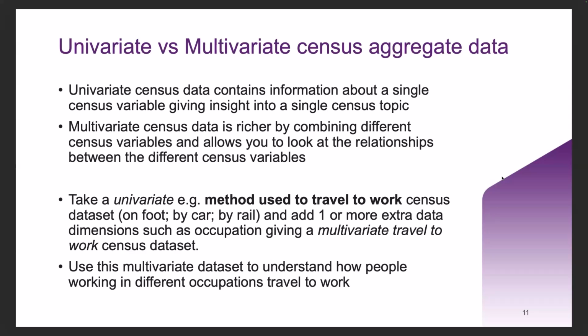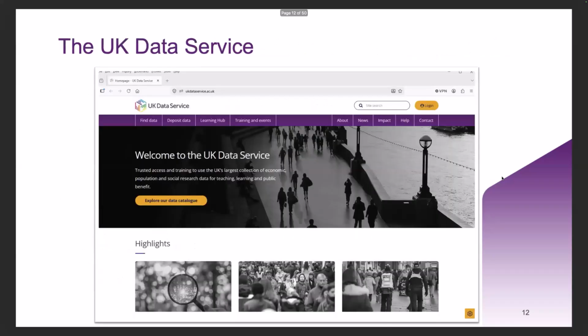Multivariate data sets are a lot richer, whereas in this workshop we will simply be using a univariate data set because it's easier to manipulate. But through the UK Data Service you can download both univariate and multivariate census data. The UK Data Service itself provides access and training to economic, population and social research data. The emphasis here is that we provide access to both the data itself and the training around that data, so it's access to the data and then how you would use that data.